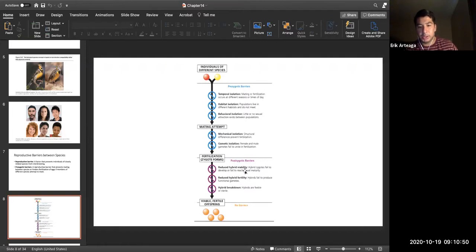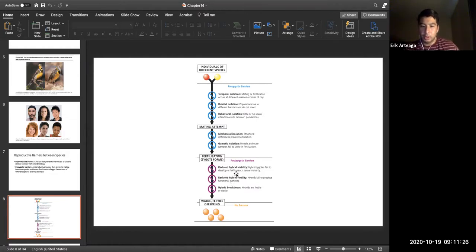So postzygotic barriers. So this is going to be the donkey and the horse making infertile young, right? So that's after the egg is fertilized. You may have non-viable young. Okay, I think a horse and a zebra, I think they produce a sterile young as well. I think a lion and a tiger, the liger being produced, also a hybrid, but produces a sterile young as well. The liger is like huge, but it does not have the ability to breed with other organisms.